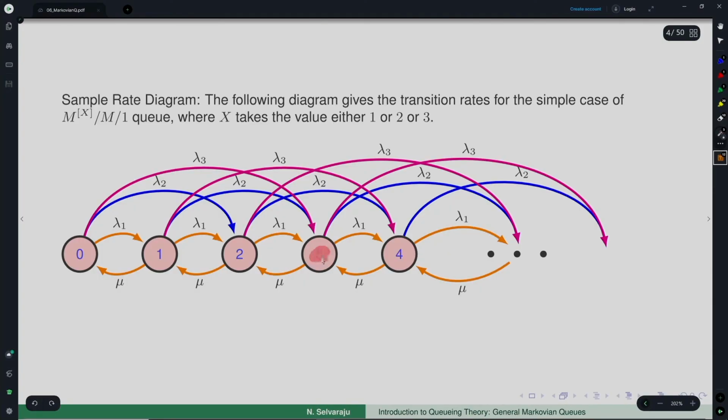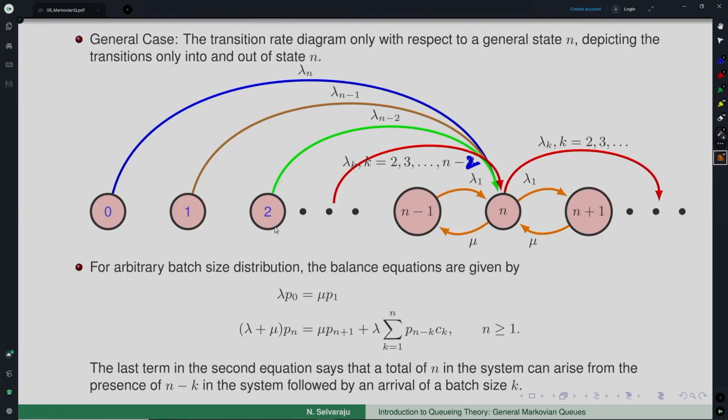Now if you look at everywhere, somewhere here, it will be quite messy. So you can see that, but that is the essence. So you need to catch the essence. Now once you catch the essence, in general Markovian models, what is done is you look at a typical state and see the transitions into that particular state and out of that state, so that helps us to write down the general balance equations. That will be the general case.